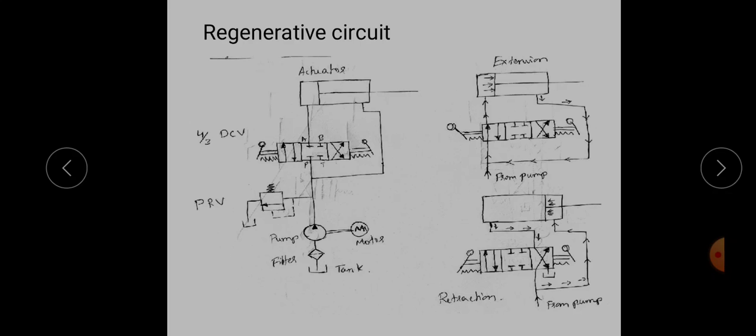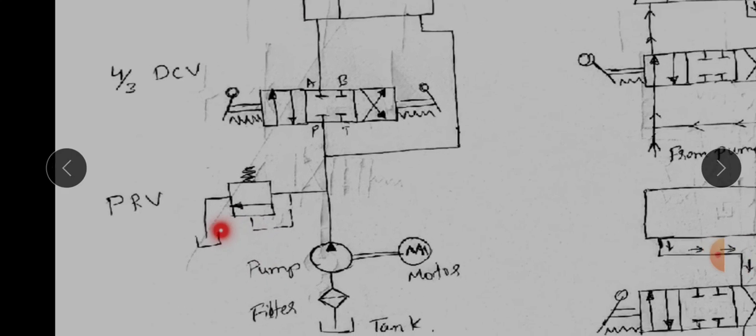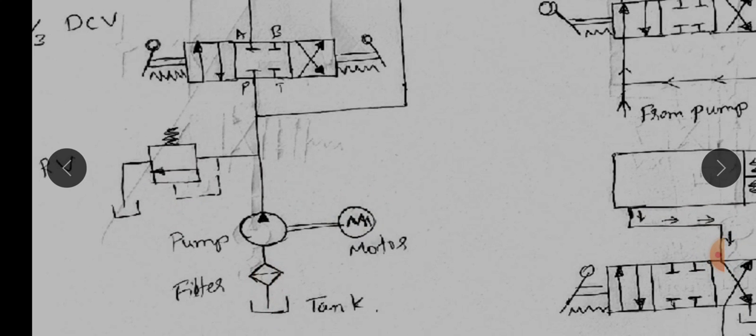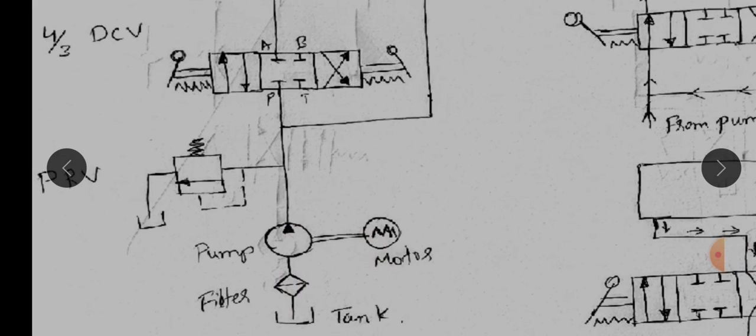Next we move on to the regenerative circuit. What is the regenerative circuit? The name itself represents it: if you have the generation of power, then by using that power you can regenerate again. That is the regeneration process. Here the regenerative process is mainly used to perform the extension stroke with a higher speed. You can see here how it is going to happen. First see the elements. This is the tank, this is the filter, this is the pump which is actuated by the motor.